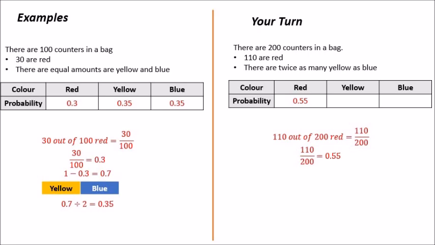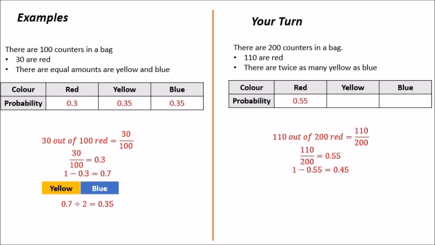Decimals is just a little bit easier to work with when it comes to probabilities adding up to 1, because adding up fractions to 1 is a little bit trickier. So it's preferable to write real probabilities as decimals in these cases. Alright, there are twice as many yellow as blue. So before I get onto that, let's take that 0.55 away from 1, because the yellow and the blue probability must now add up to 0.45.